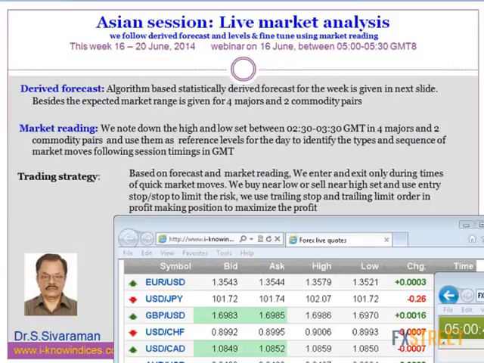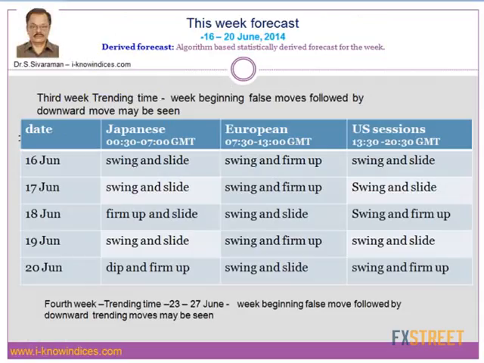Now to start with, I'll give the derived forecast and also the expected range in the market later on, and then we'll go in for the market reading technique. Now, this is the third week of the month. The market is expected to make the trending move. And during this time, the market is expected to make a downward trending move in this month. And it may appear that Euro and GBP appear bullish, but the players are expected to make the USD gaining move in this particular week.